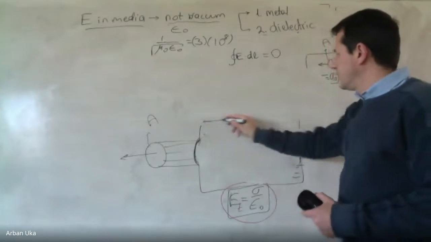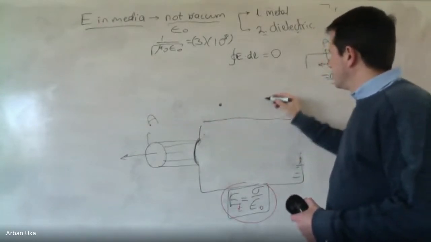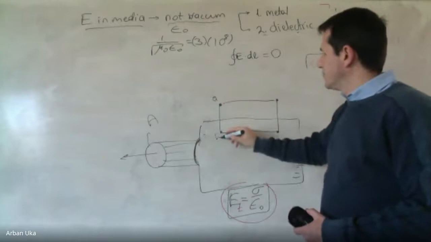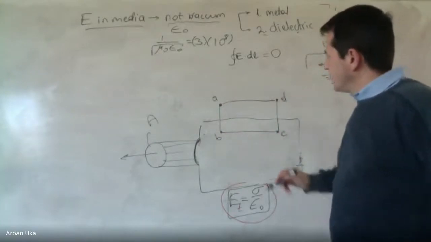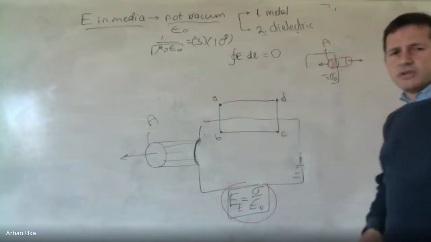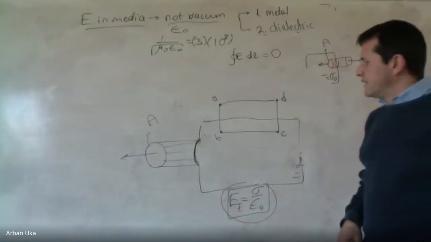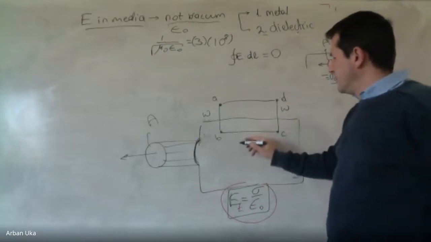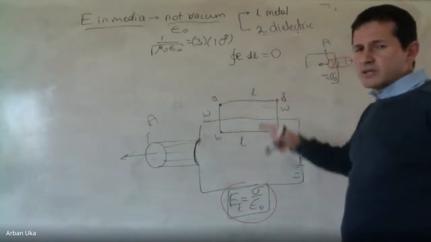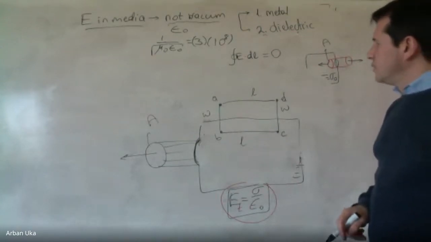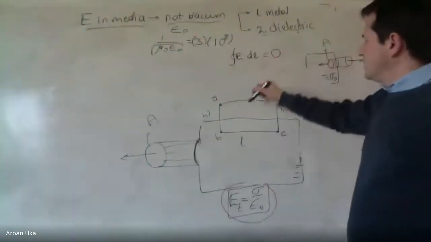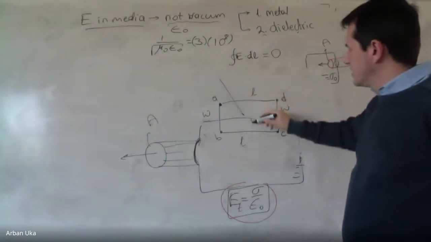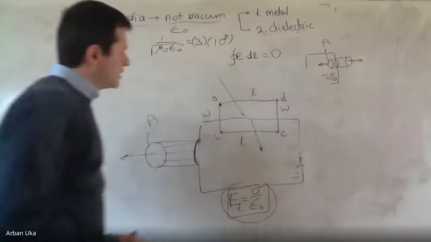So if we determine a path like this, with points A, B, C, D, this closed contour on the surface of a metal, and this has some width W, this has also some width W, this is the length L, and this is the length L. And then we try to determine all of this E dl, which means that we can assume that the electric field falls like this and like this, if it exists, okay?